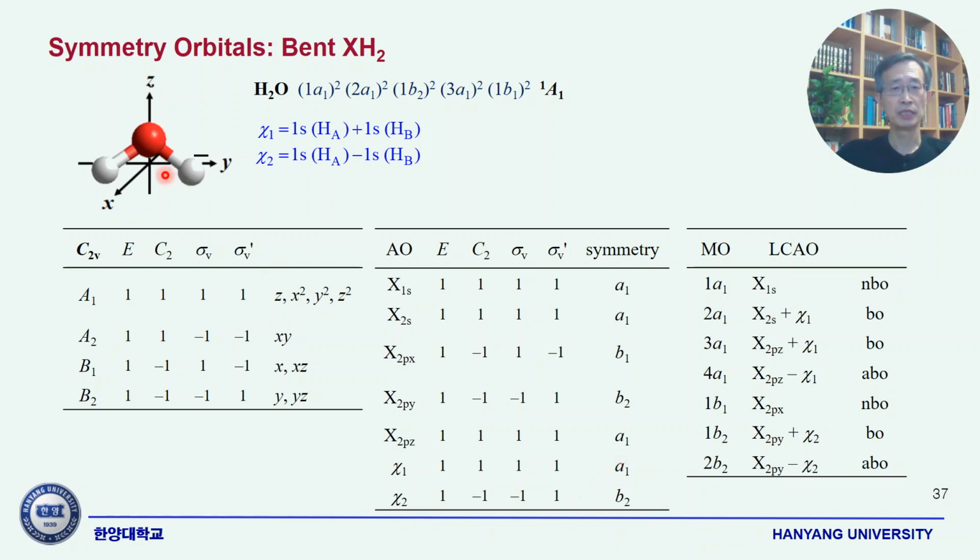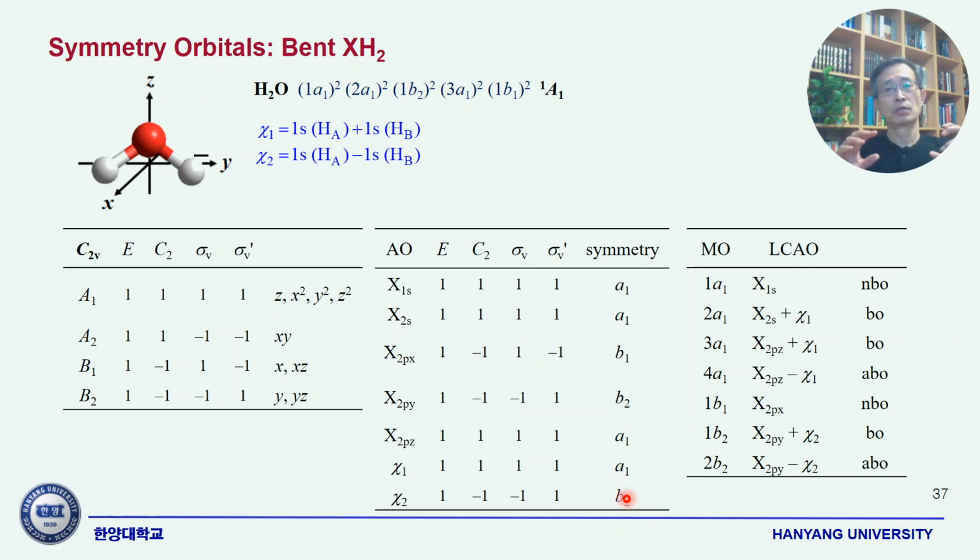Chi2 is different. E leaves it alone, so it doesn't change, symmetric. Sigma v prime is in the same plane, so it doesn't change. So 1 and 1 here, and then C2 flips the sign, sigma v flips the sign, so -1, -1. This is just here in B2, so that's B2 symmetry. So each of the atomic orbitals on the central atom, oxygen, and the linear combinations, this way or the other way, chi1, chi2 of the hydrogen atomic orbitals, have this A1 and B2 symmetry.